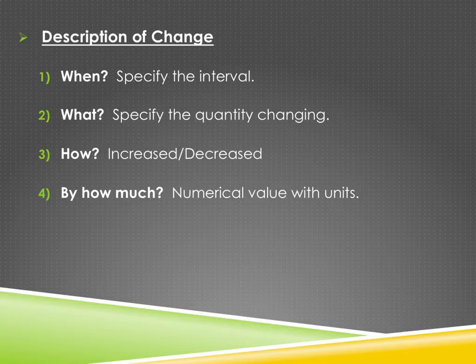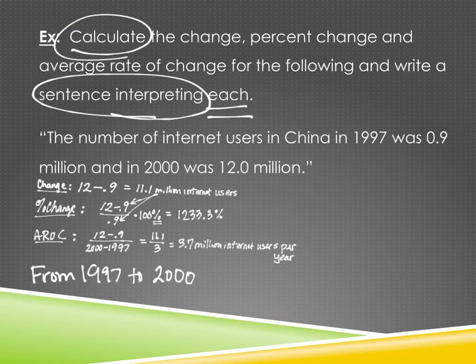What is changing? The millions of internet users. Yeah, and we don't necessarily need to say millions right now. It's just the internet users, right? Specifically in China in this problem. So the internet users in China. Again, that's the same thing you're going to write for all 3 sentences, because it's the same thing that's changing and over the same interval.